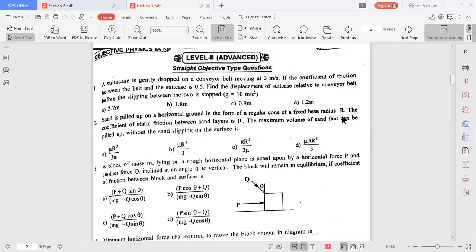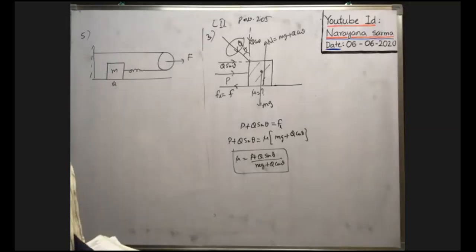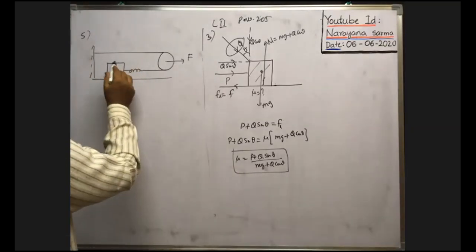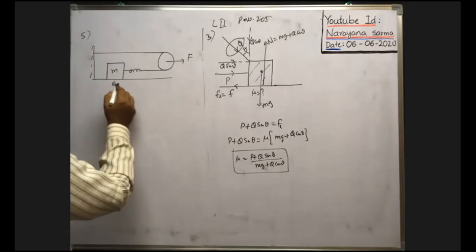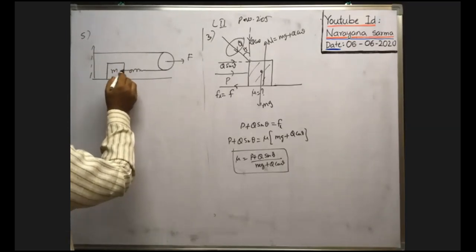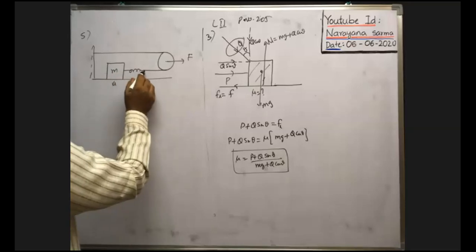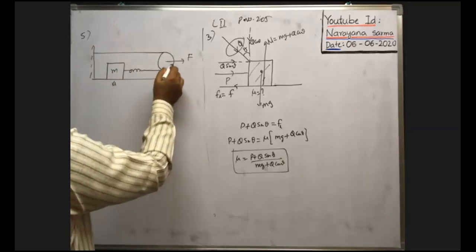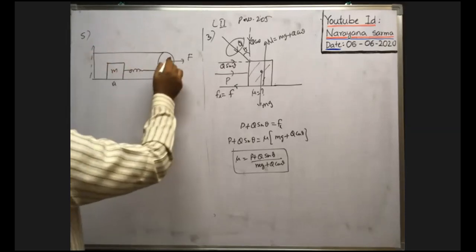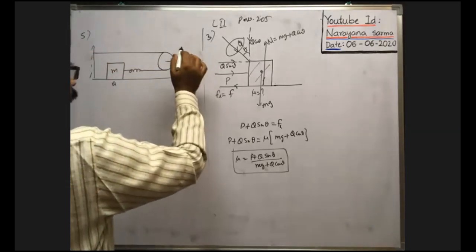Okay. Here, all of you look at the board. One block is kept on the rough surface having coefficient of friction mu. One end of the spring is connected to the block, and the other end of the spring is connected to a string. The string is passed over a light frictionless pulley and fixed to a rigid vertical wall, and the pulley is pulled with a force equal to F.